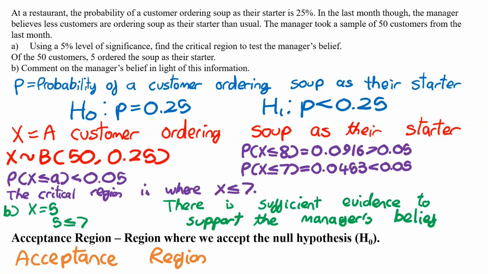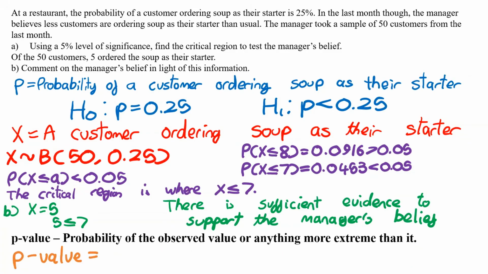Okay, so the acceptance region is the region where we accept the null hypothesis. Another way of saying this is the acceptance region is the opposite of the critical region. Anything that is not in the critical region is in the acceptance region. For this example here, the critical region is where x is less than or equal to 7, so the acceptance region is where x is bigger than or equal to 8, because all of these values are not in the critical region.